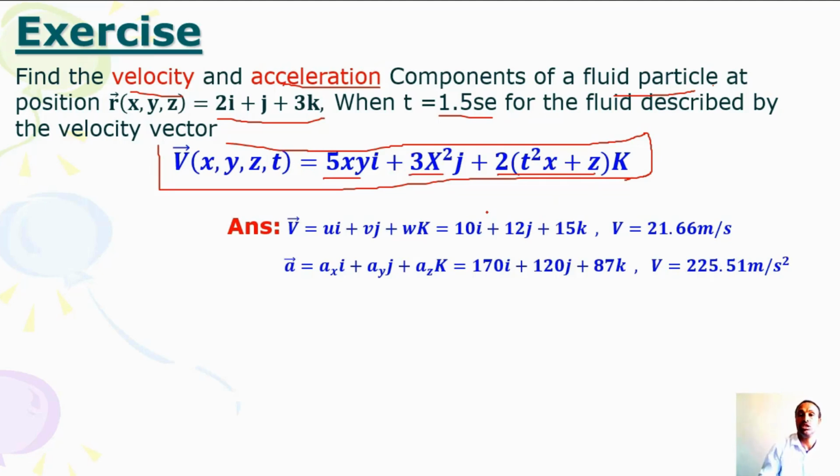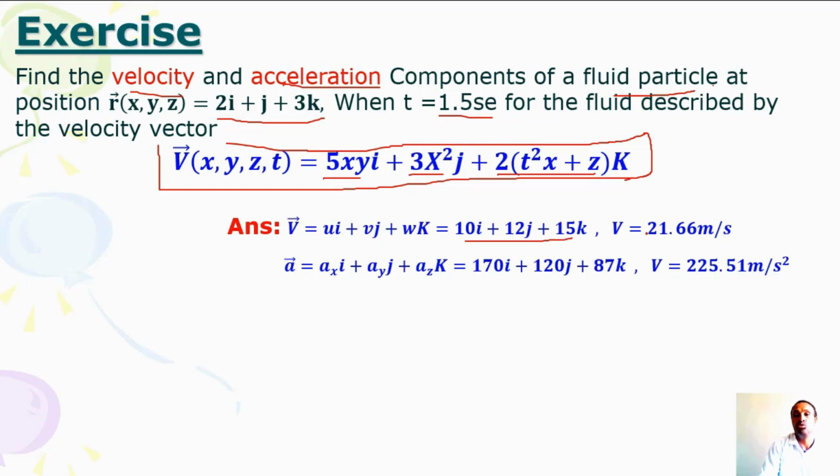When the coordinate is given, then you can find it. So you have just xi plus yj plus zk. So you have the coordinate, then when this is the position vector, then you can find the velocity, which will be this one.